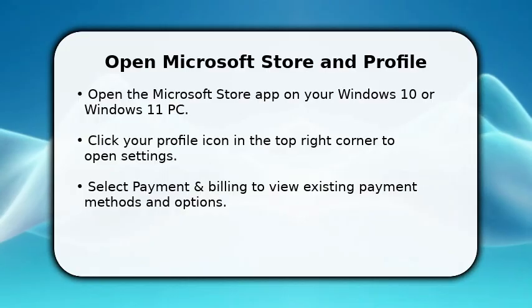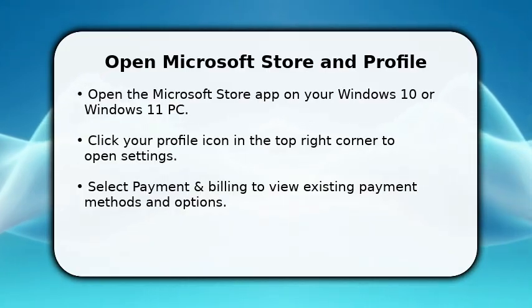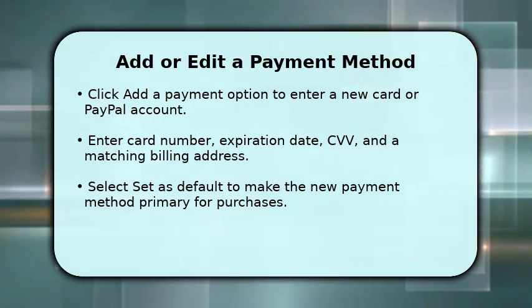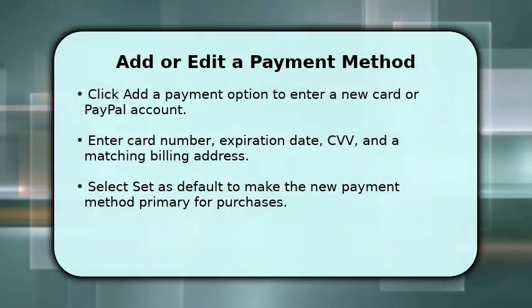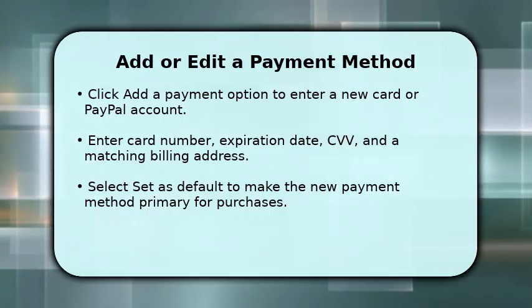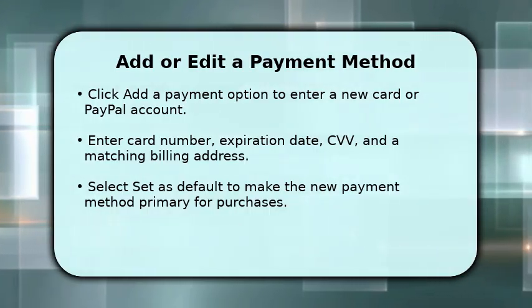Enter the card number, expiration date, CVV code, and a billing address that matches your bank records. For PayPal, choose Sign in and authorize Microsoft to use that PayPal account. After adding a method, select Set as Default to make it primary for app and game purchases.